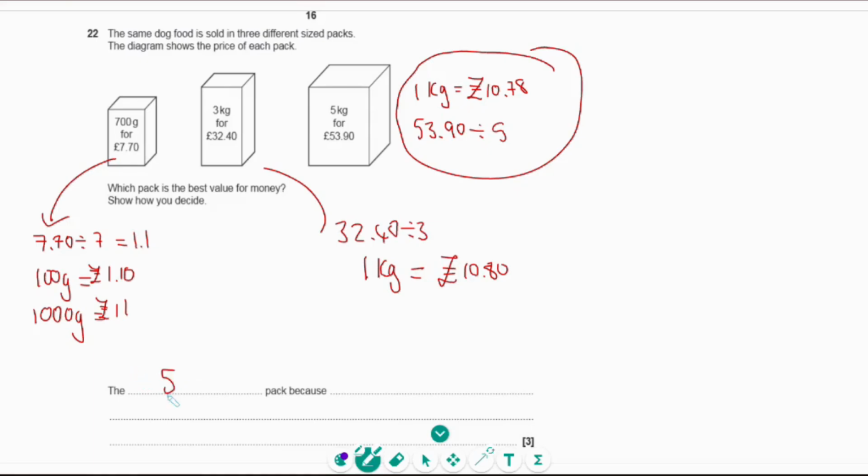The 5 kilogram pack, because I kind of explained it all there, but it's cheaper when comparing 1 kilogram of each pack.